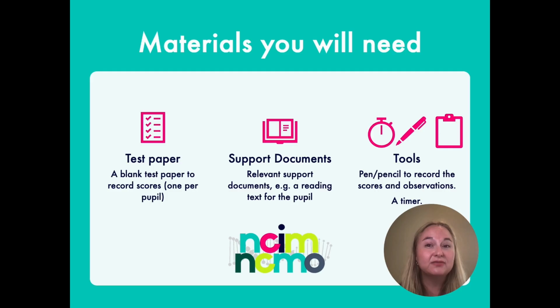There are almost always at least 4 types of materials that you will need for a screening, and it's really important to get them ready before the pupil comes. The first is the blank test papers for recording pupil scores and any observations. And make sure too that you've understood what you need to do for each test and ask someone if you're not sure. 2. The support documents, such as text for a reading test or the symbols for the visual processing speed tests. 3. A timer to accurately record how long a task takes. And for some this will be counting up, for some this might be counting down.